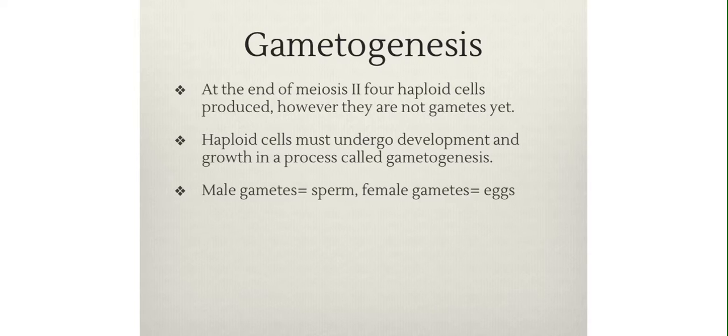The females, on the other hand, produce eggs in the process known as oogenesis. A great little thing about females is that yes, they produce 4 haploid cells, but only 1 of those haploid cells will actually go on to become an egg. So you're essentially making 4, and 3 of those are useless. They don't develop into an egg.